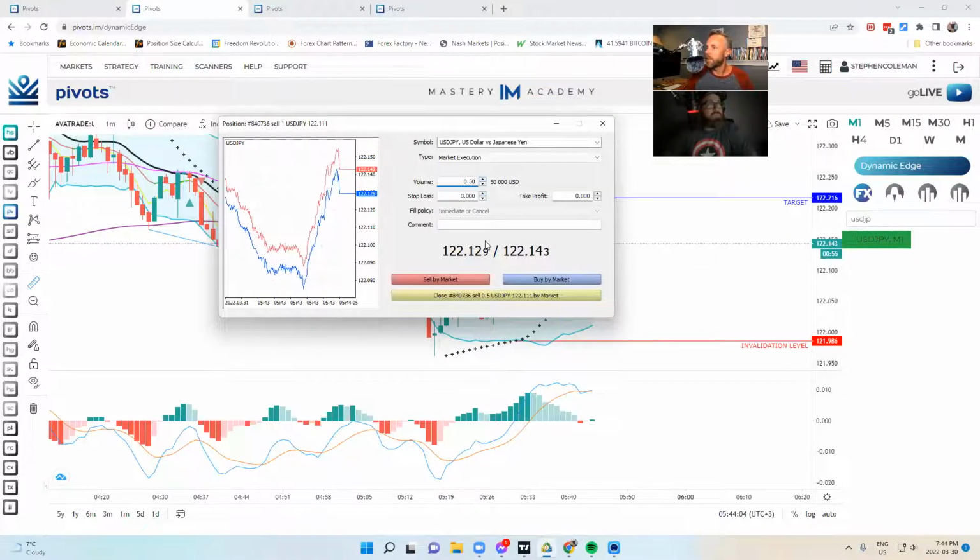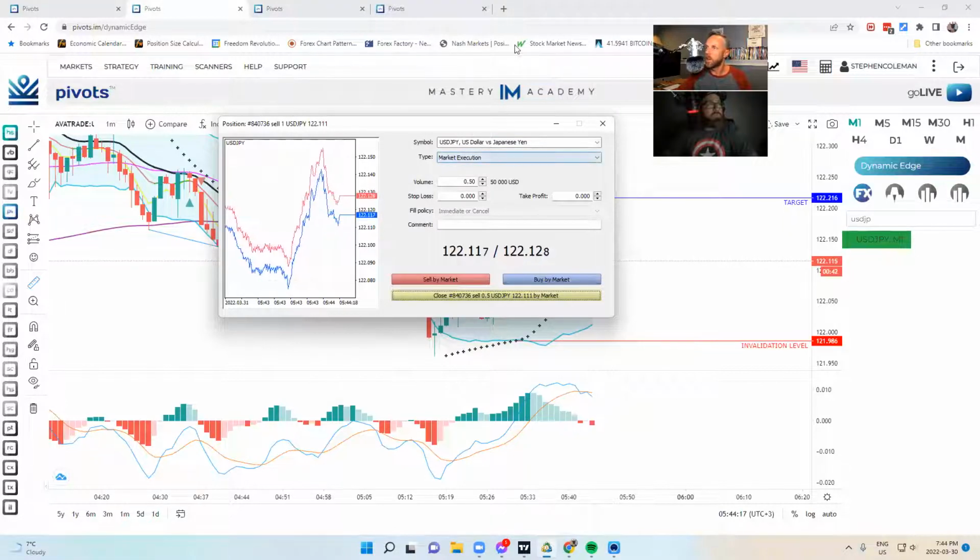0.50. That's half of my position, and hit close. So now I only have 0.50 left in the market because I've closed 0.50 of a 1.0. So that's called taking partial profits. I hope that makes sense. And I'll pass it back to you, Chris.